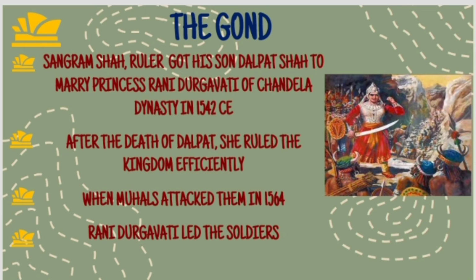There was no quarrel between the Gaunt and the Chandel dynasty, but the Mughals started to quarrel with them. So they started fighting against the Mughal emperors. Later on, Dalpat Shah passed away. After that, Rani Durgavati was made queen. She led the army against the Mughals, and what happened? She was attacked by the Mughals and she died in the battle, fighting with them.